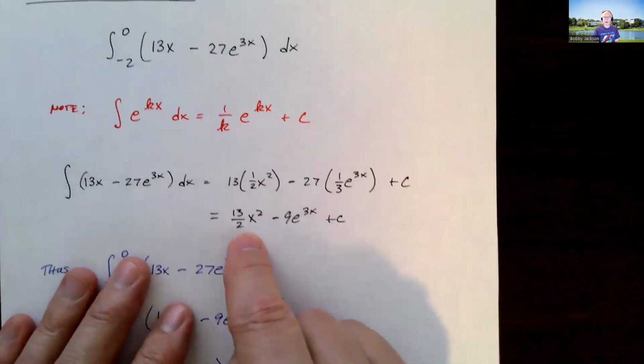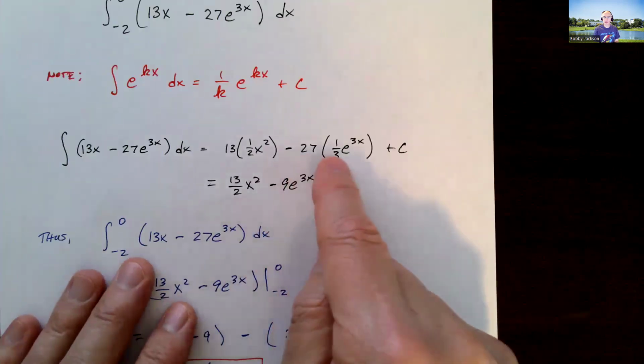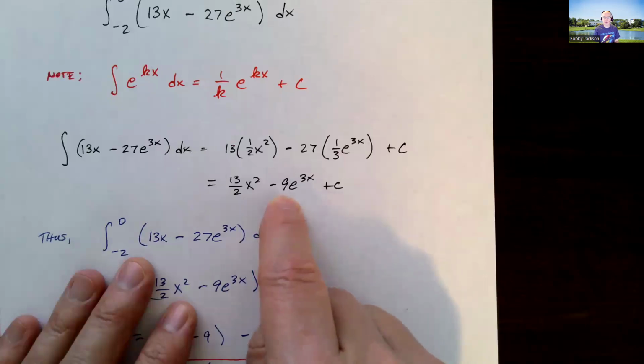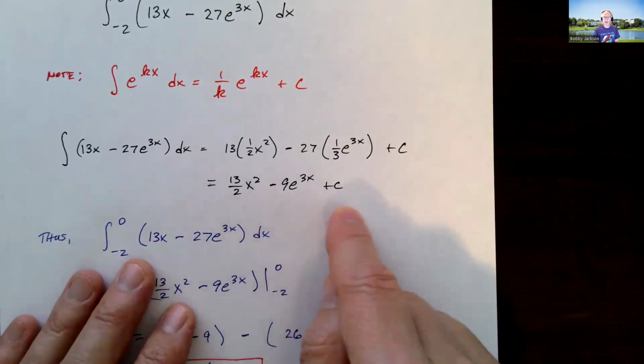Cleaning this up, I get 13 halves x squared. 27 times 1/3, or 27 divided by 3, is 9. So I got negative 9 e to the 3x. So there's my general antiderivative.